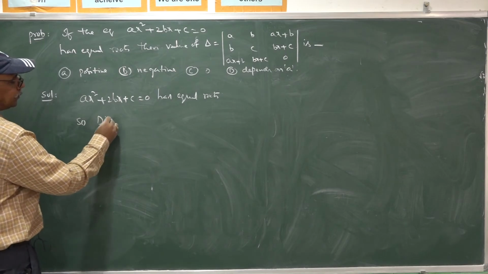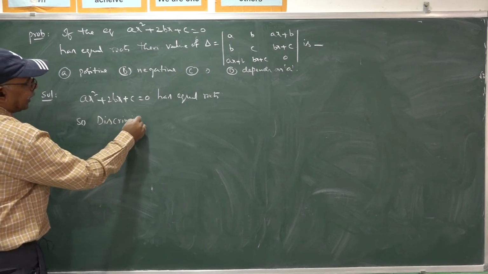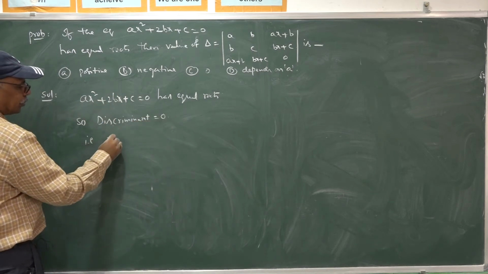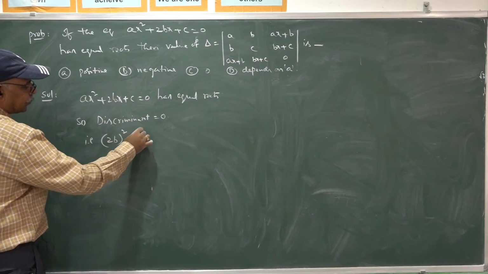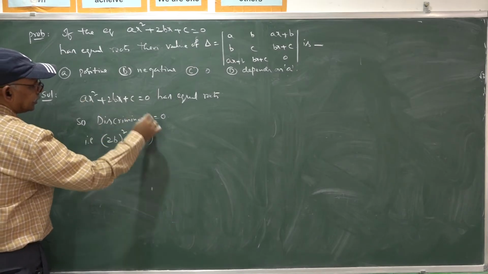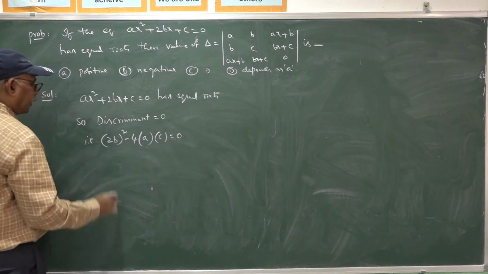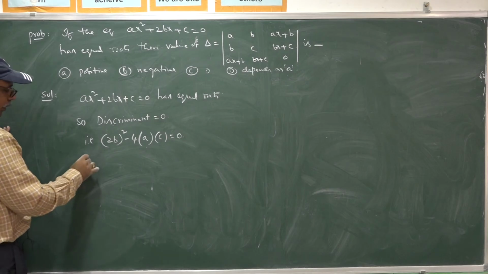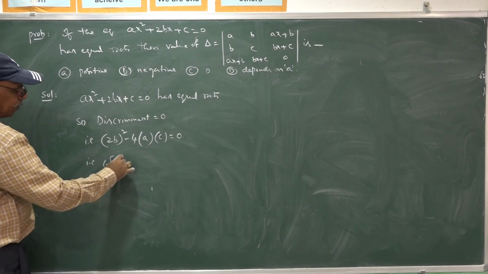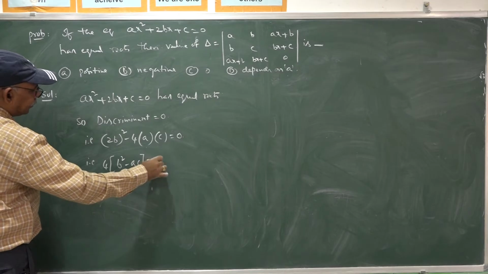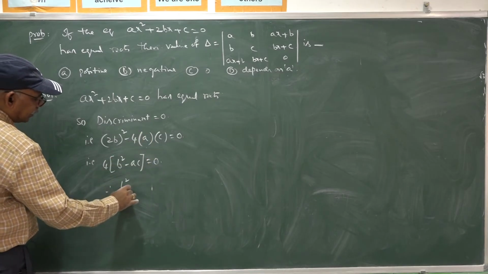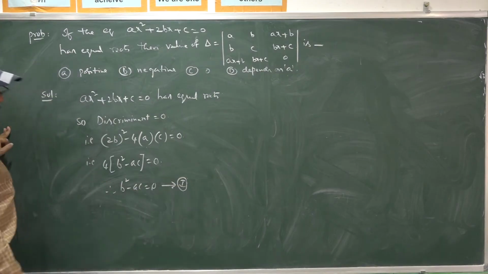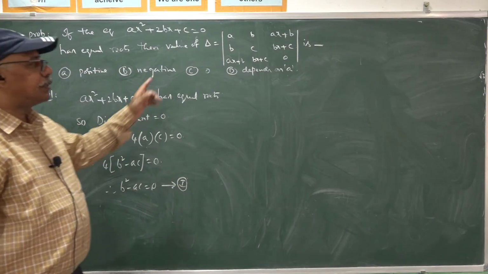So the discriminant is 0. That is, the discriminant is 2b whole square minus 4 into a, c is c, equal to 0. B square minus 4ac, instead of b here we have 2b. That is 4 into b square minus ac is 0. Therefore, b square equal to ac, or b square minus ac equal to 0. Let it be 1. With the help of this relation, you have to evaluate this determinant.